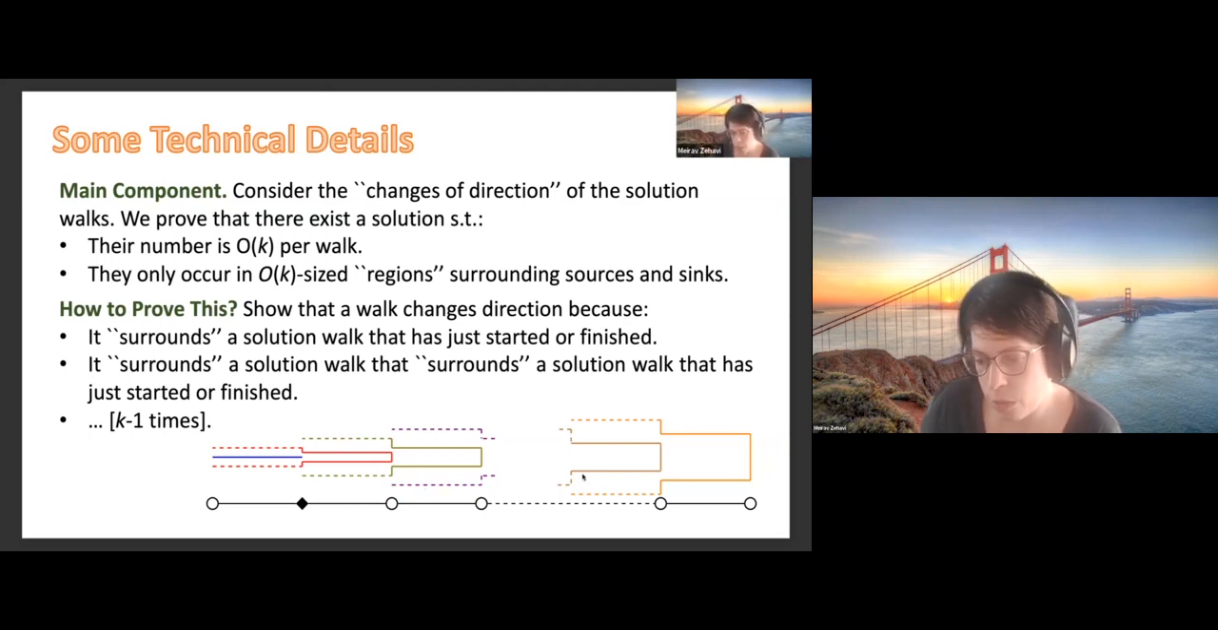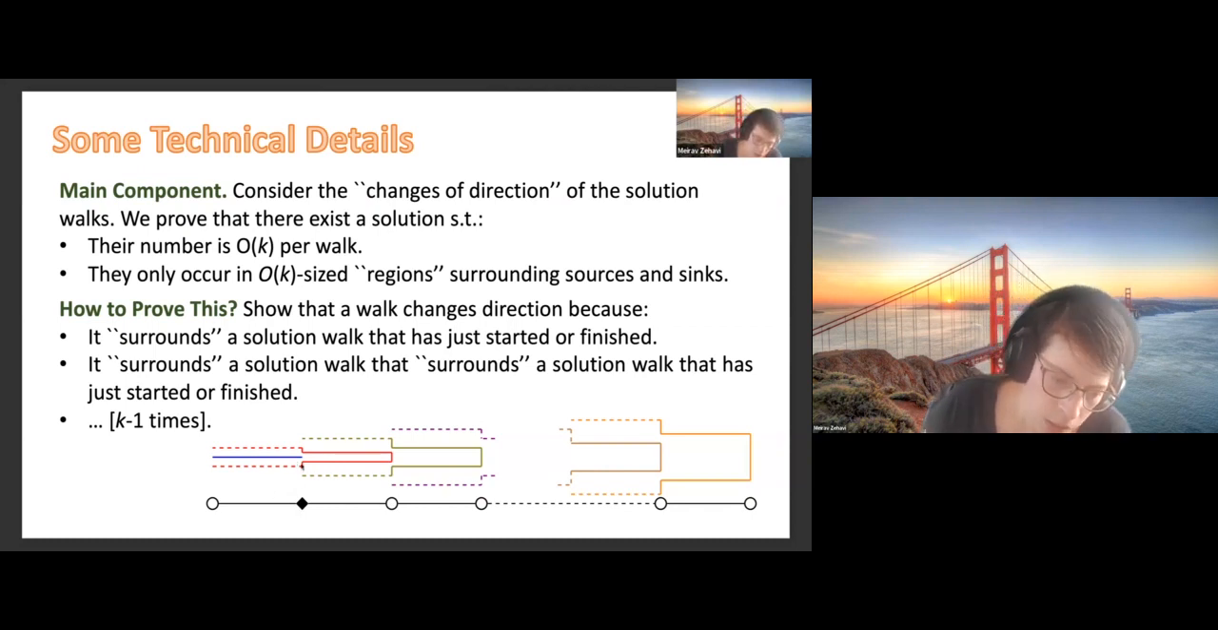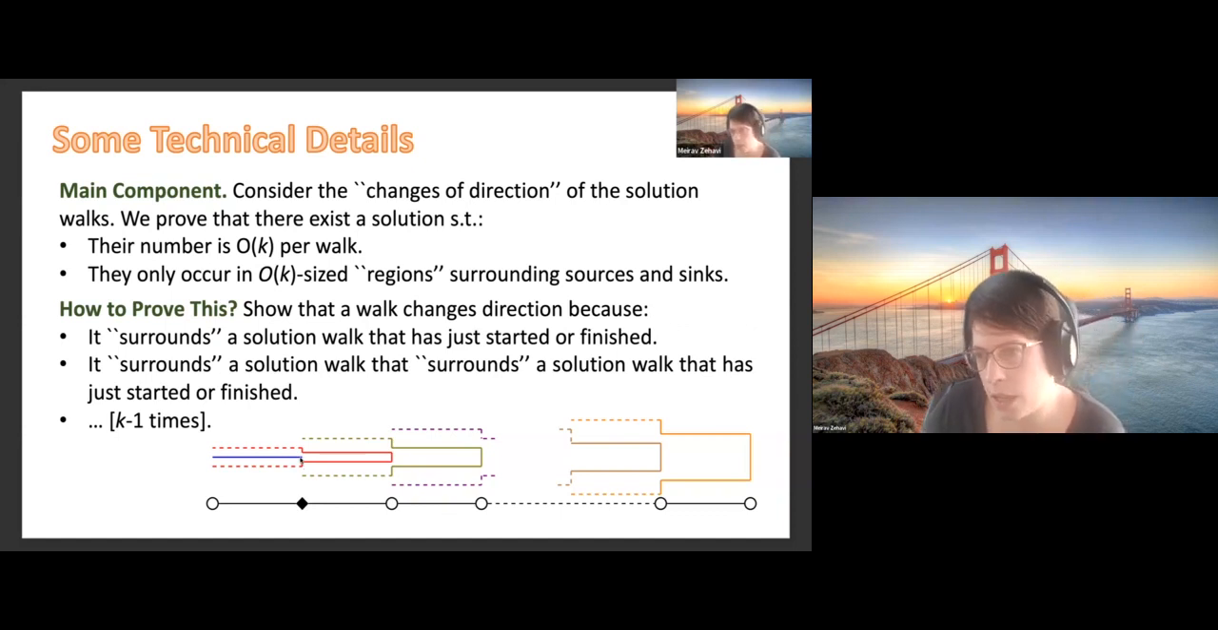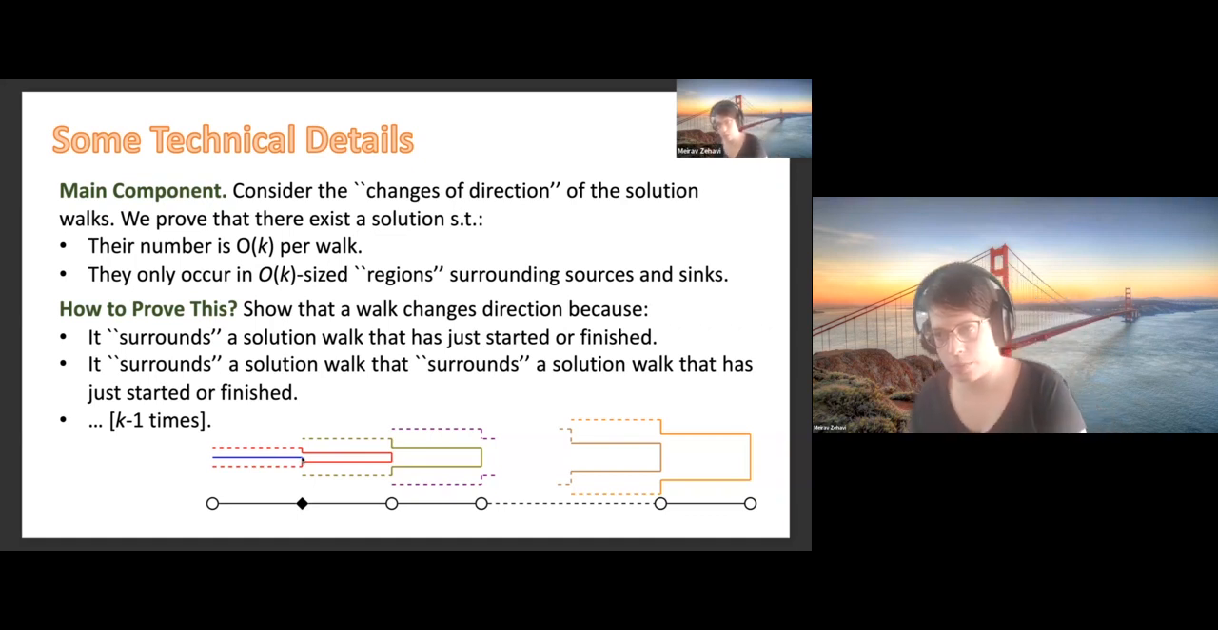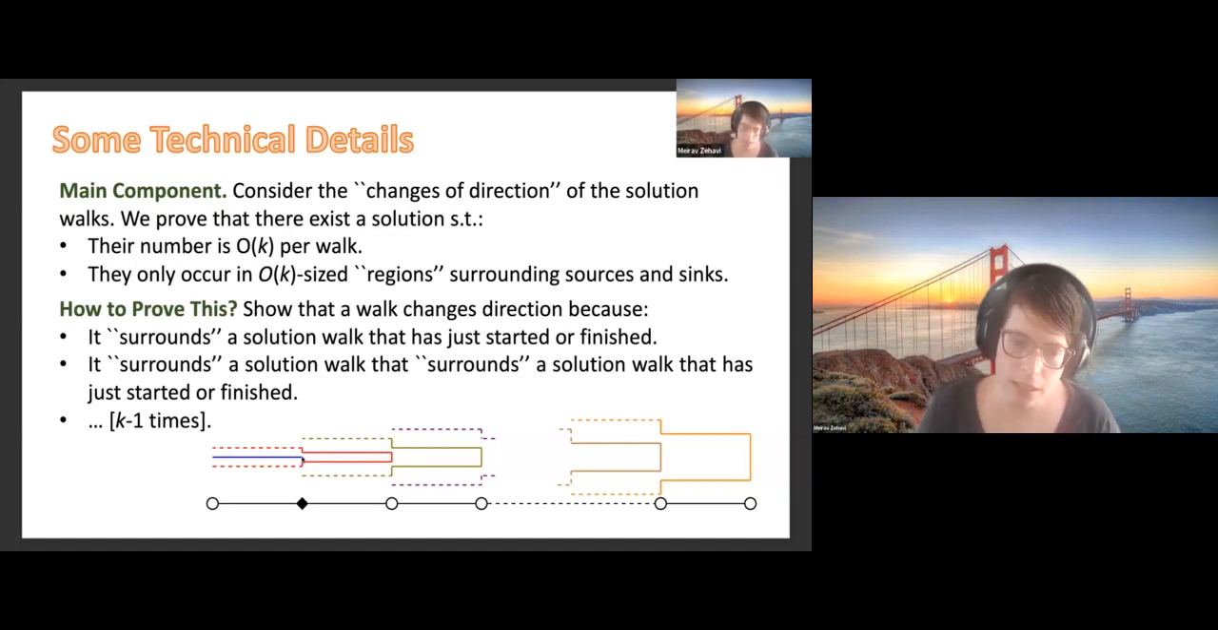But we only have k walks, so it can only propagate k steps. So all of the places where we change direction are just at a distance at most k from some terminal. And furthermore, notice that when do we change direction? Because some walk, here the blue one, started or ended, and that only happens k times. Okay, so this is the main insight behind the proof of the few changes of direction and where they occur. And of course, this requires a proof, but I just wanted to give the insight.